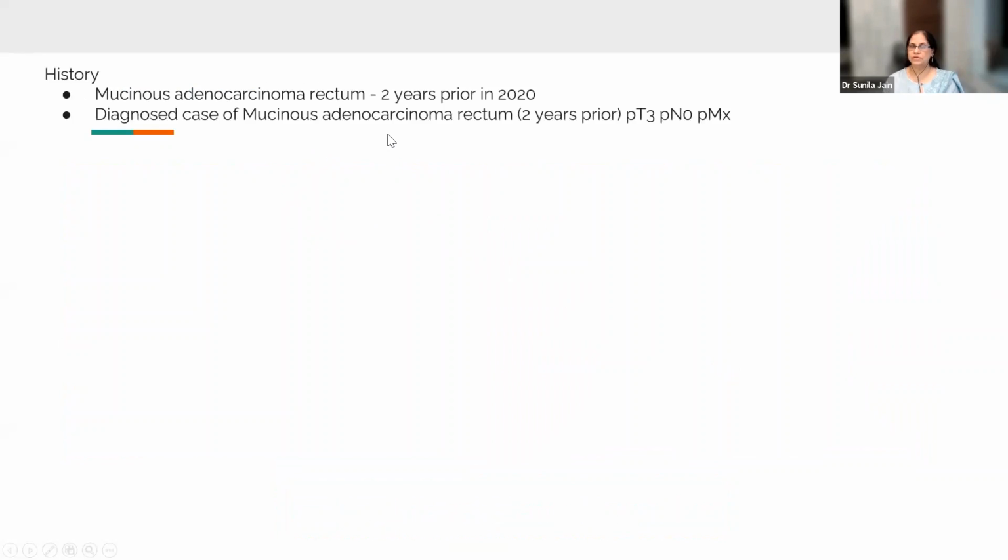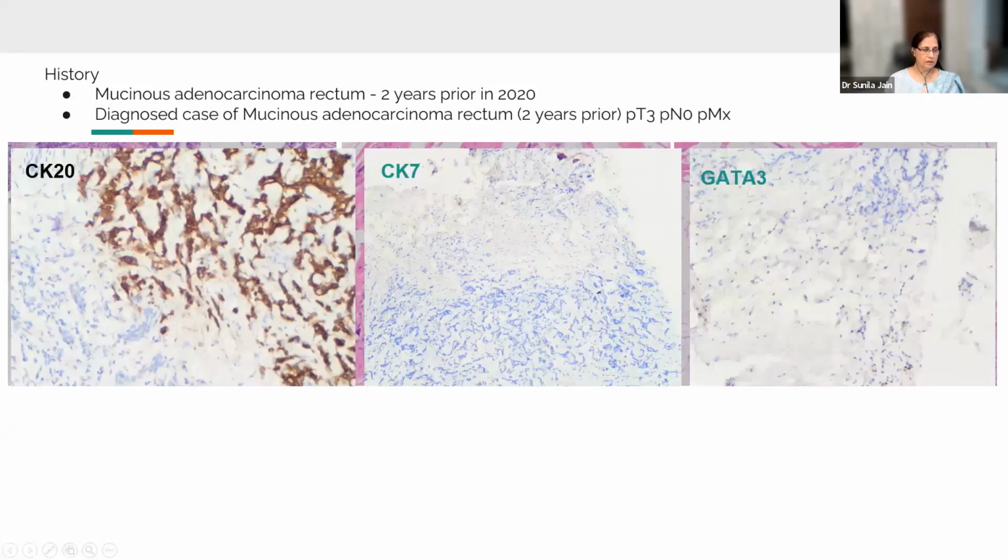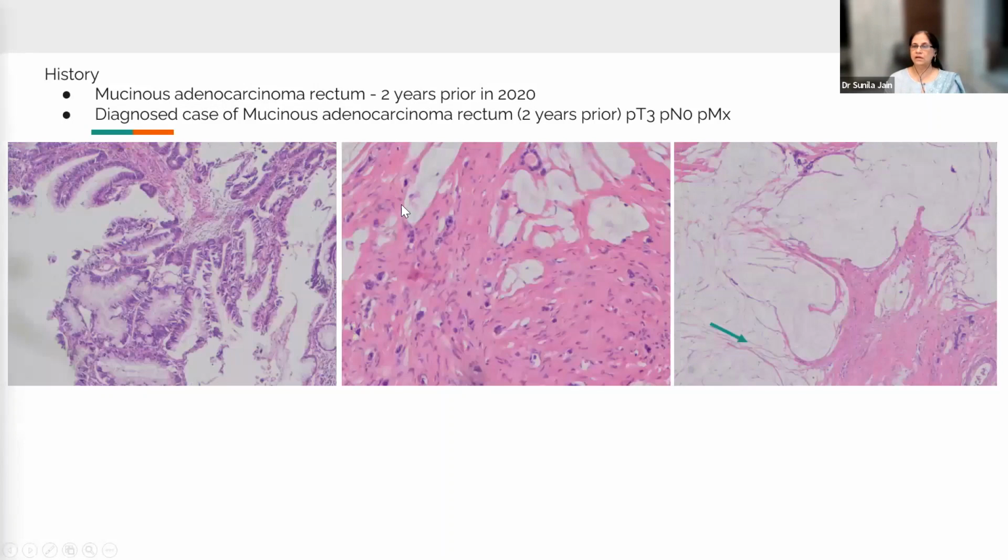But when we found the history, this was a known case of mucinous adenocarcinoma in the rectum 2 years prior, in 2020, when the breast was negative. So it was diagnosed as mucinous adenocarcinoma 2 years prior. These are the sections from that, and we can see the same morphology that we are seeing in the breast biopsy.